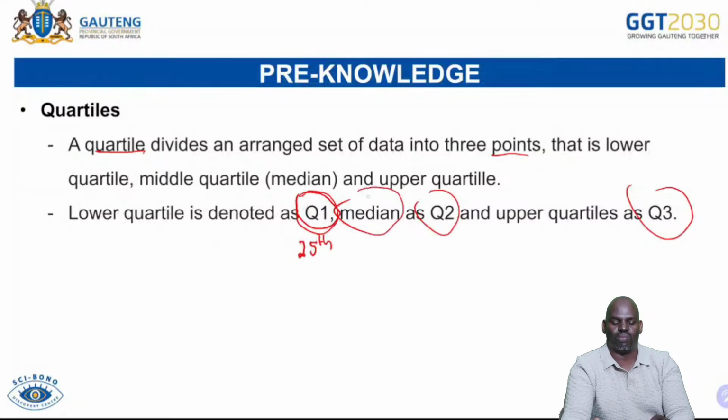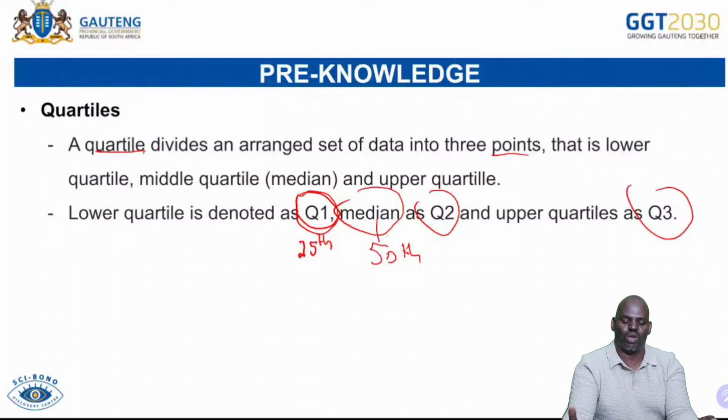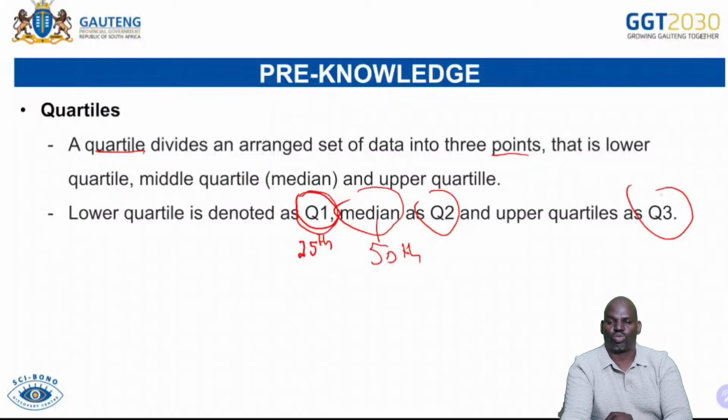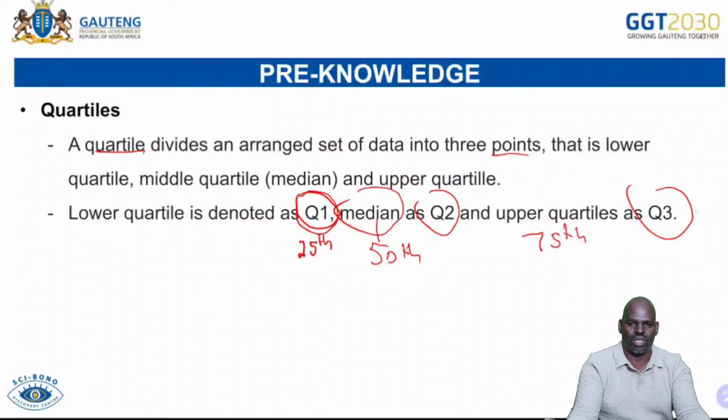And with regard to the median, the examiner might say determine the 50th percentile. Then you must know that the 50th percentile is the same as the median, or quartile 2. And then the examiner might say determine the 75th percentile. So you need to know that 75th percentile, upper quartile, and quartile 3 are referring to the same thing.